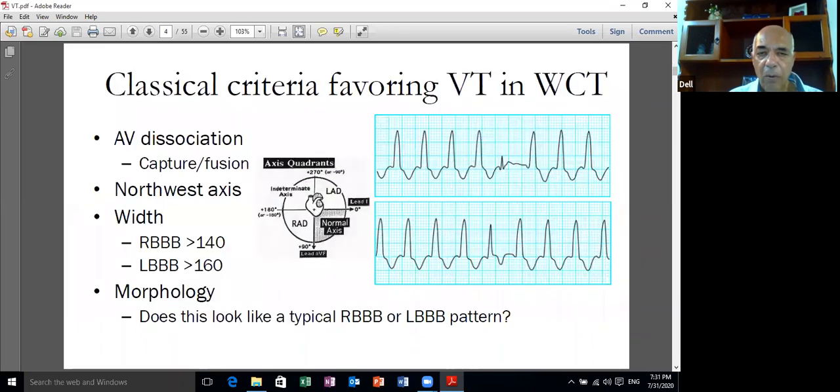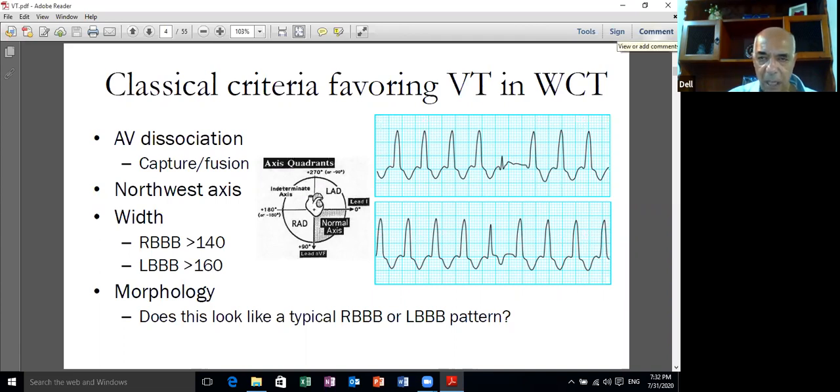Now, what are the main differentiating points between supraventricular tachycardia and ventricular tachycardia? AV dissociation has a specificity of almost 100%. A specificity of 100% means that the false positive result is zero. It is difficult to see because its sensitivity is only 10%. A surrogate of AV dissociation is the presence of capture and fusion beats.